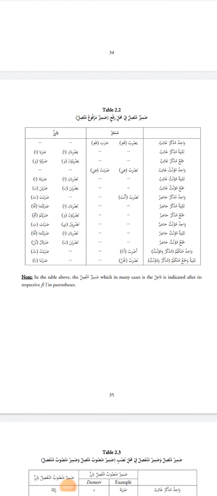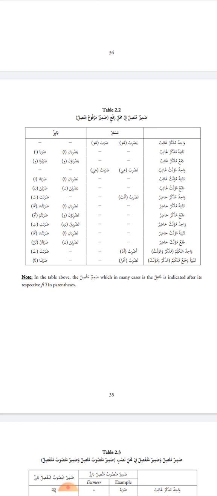So we will continue with our lesson from the book Tasheel Nahw. Yesterday's lesson we covered a bit about dhama'ir, pronouns. So you have dhamir munfasil, the unattached pronoun, like huwa, huma, hum, hiya, huma, hunna, anta, antuma, antum, anti, antuma, antunna, ana, nahnu. So you have to memorize the table. Very important. These are the unattached pronouns.